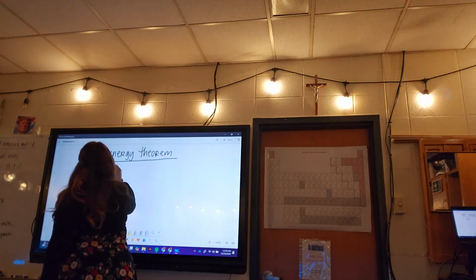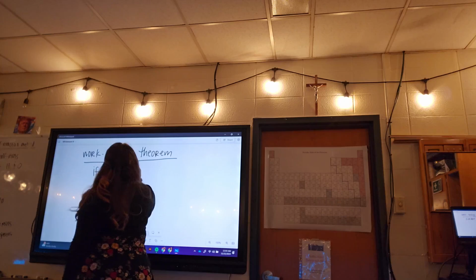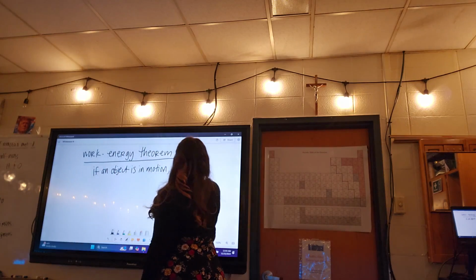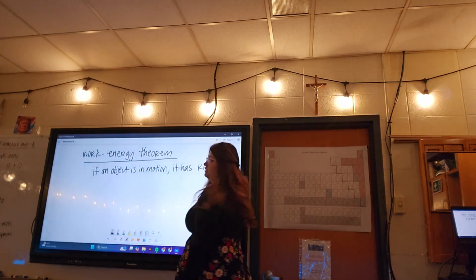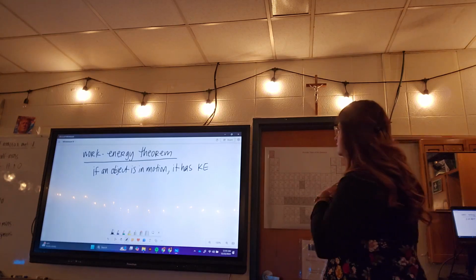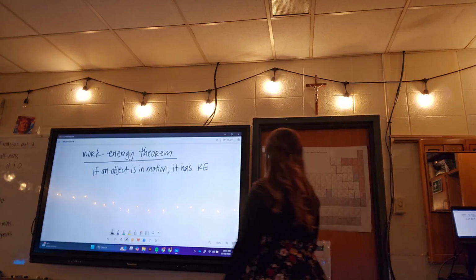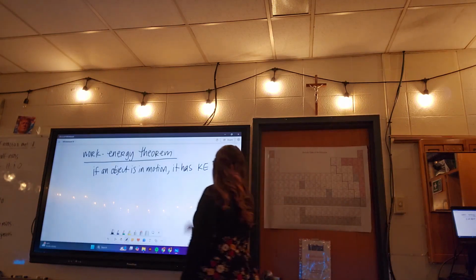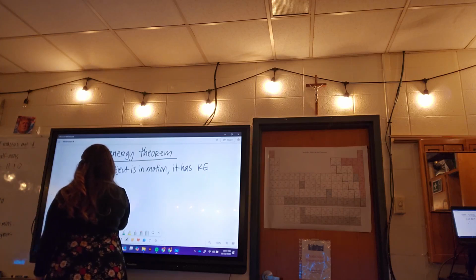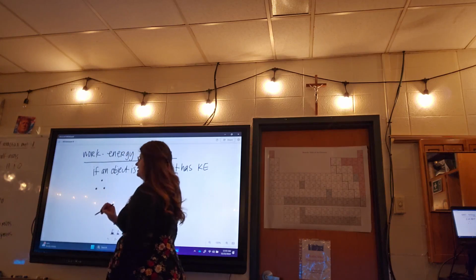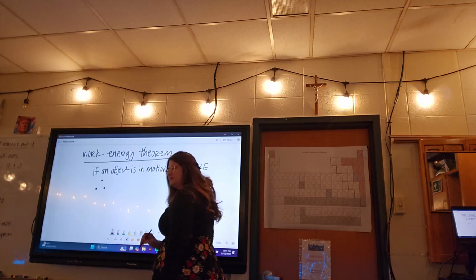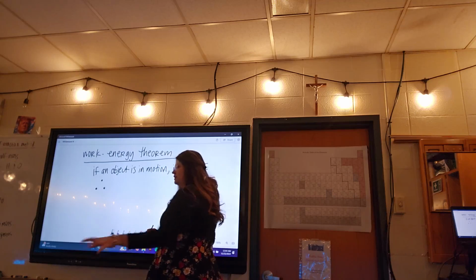If an object is in motion, it has kinetic energy, which I'm abbreviating capital KE, and which I will abbreviate now for always. If an object is in motion, it has kinetic energy. Therefore, this little triangle made of dots is the symbol for the word therefore. It's another thing that your college professors will write on the board all the time, so you should know what that means.